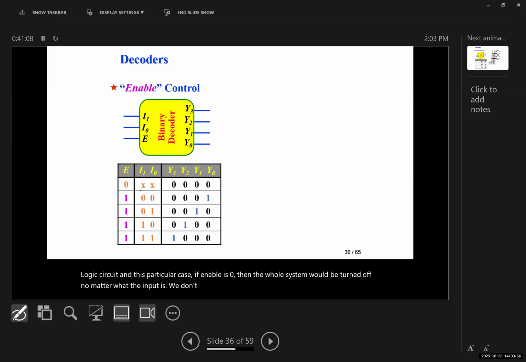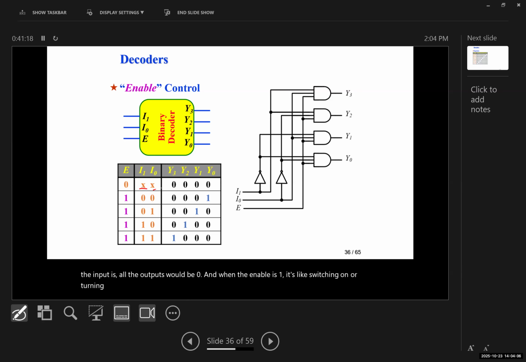That's the reason we put X in it. We don't care what the input is. All the outputs would be 0. And when the enable is 1, it's like switching on or turning on our IC. And when adding an enable gate or enable pin, the only change that we have is we change the 2-input AND gates to a 3-input AND gate.